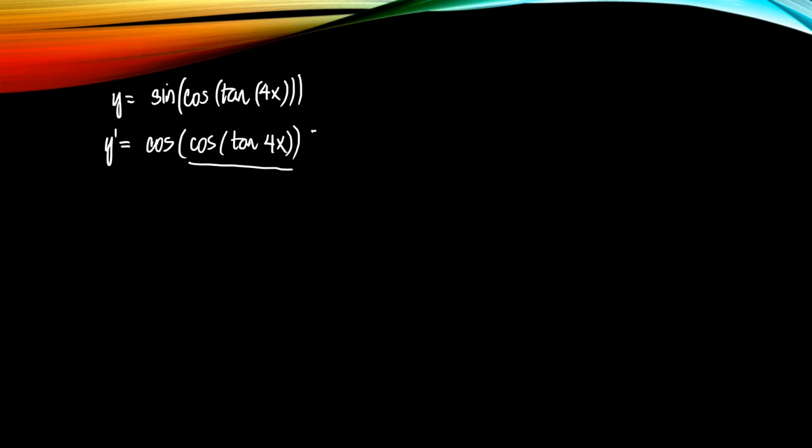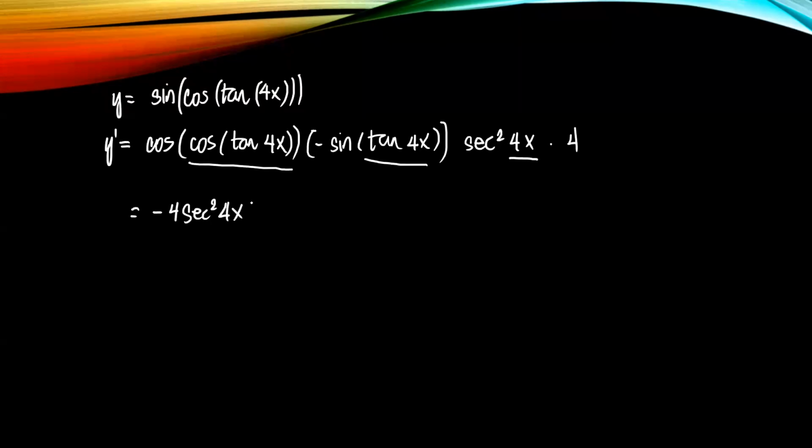That's negative sine tangent of 4x. What's the derivative of tangent? Secant squared 4x. What's the derivative of 4x? 4. So this one is negative 4 secant squared 4x sine of tangent 4x cosine tangent 4x. That's it.